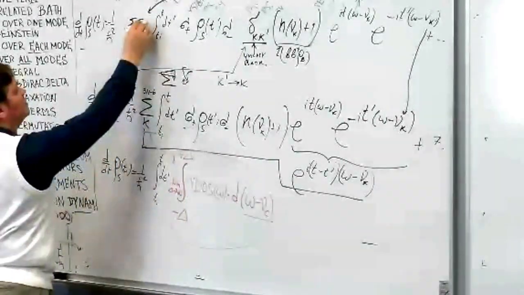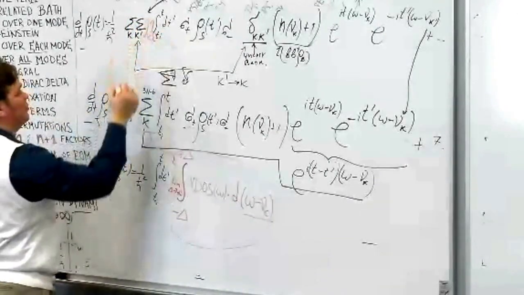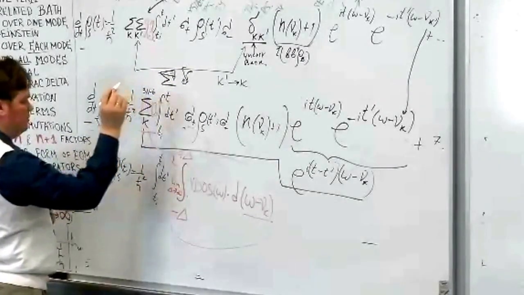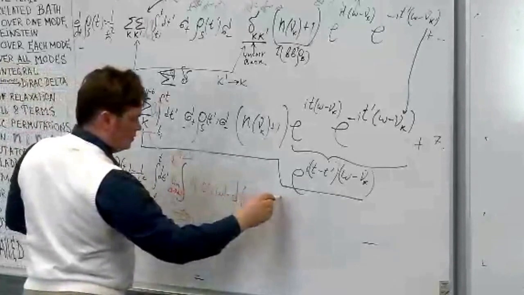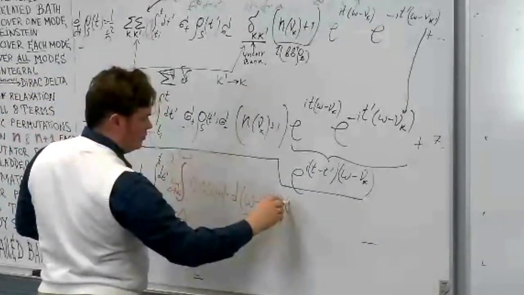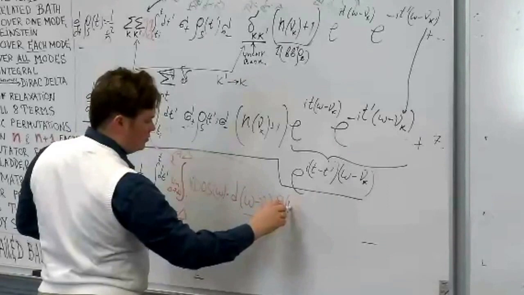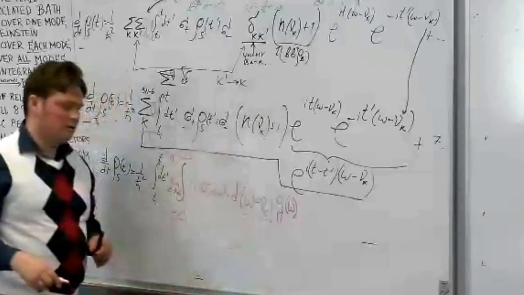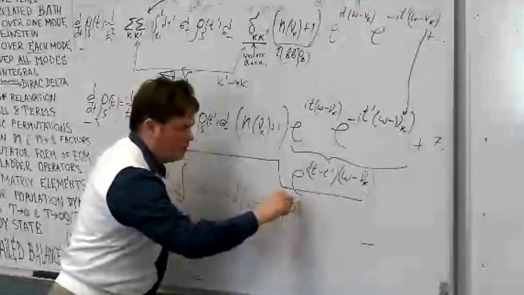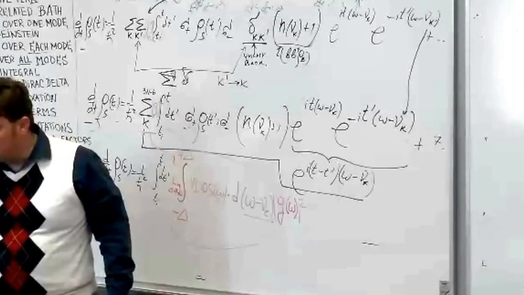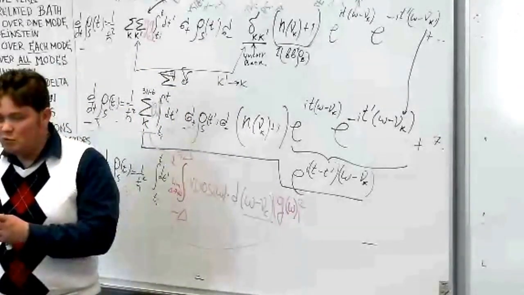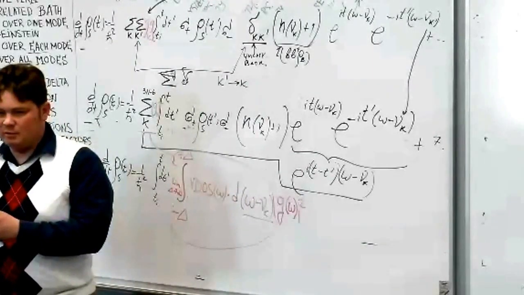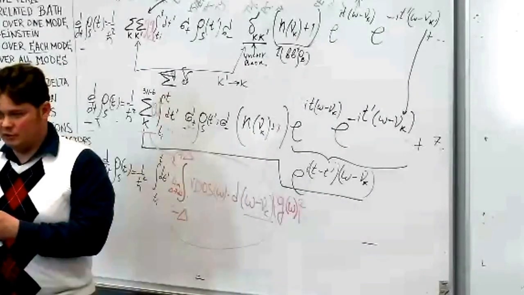So always here g_k, g_k prime. And upon this summation, it will be |g_k| squared. And instead of k, it also will depend on the frequency. So the coupling squared between our system of interest and the normal mode of a given frequency. So we are counting the bath modes not by index, just by their frequency.